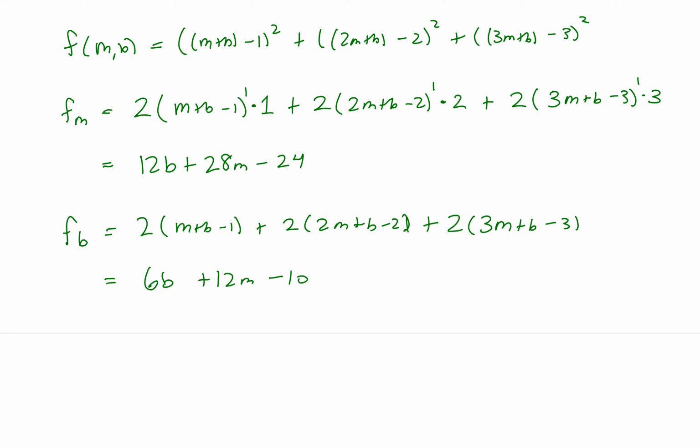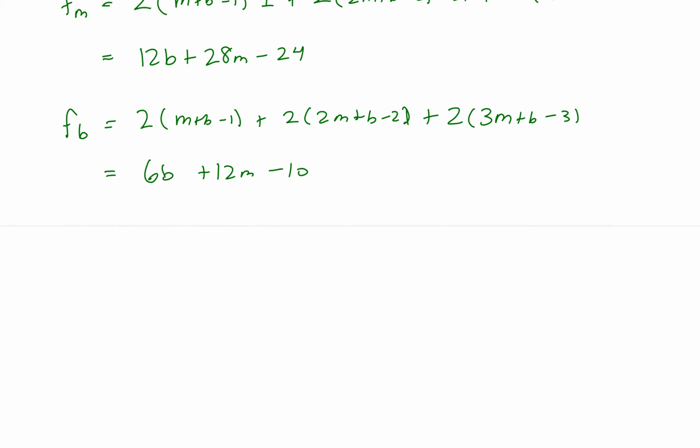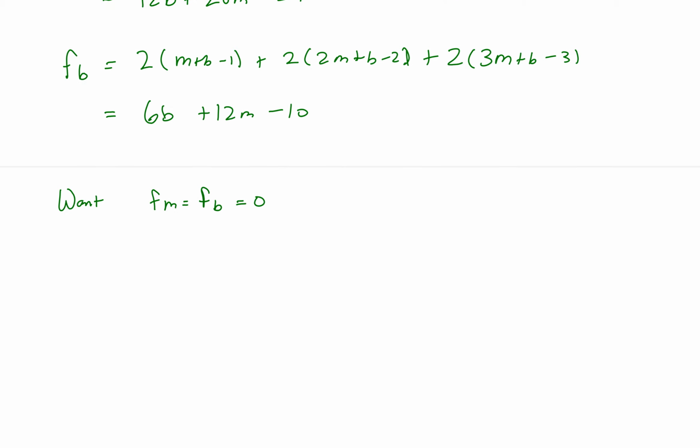And now both of these are defined everywhere. So what we want to do is we want to figure out when they're both 0. So we want f_m = f_b = 0. So we can set this up as linear equations here and say this is 12b plus 28m minus 24. And this one is 0 is equal to 6b plus 12m minus 10.